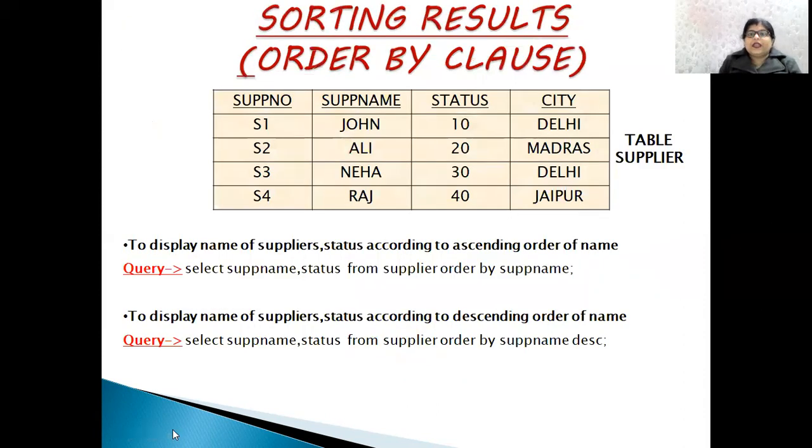Now we have an order by clause. Order by clause means we want to do some sorting, either in ascending order or descending order. If I want ascending order, no need to write anything, you just make a simple query, because by default it is always in ascending order. Here they asked to display the supplier name and status according to the ascending order of name. So we write select supplier name, status from supplier. The clause here is order by. According to the name you have to sort, so order by supplier name.